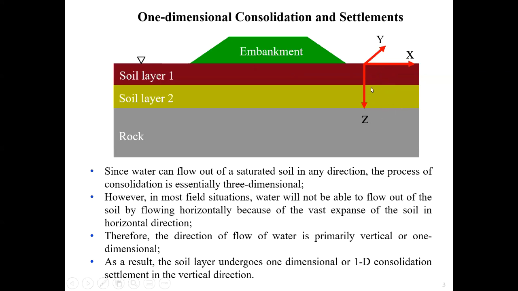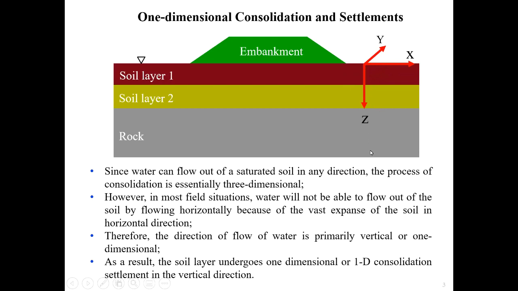However, due to the expansion of the soil in the horizontal direction, water will not be able to flow out of the soil in the horizontal direction, which means the soil cannot expand a long distance in this direction and also in this direction. So basically, the water can mainly flow out vertically, or in the Z direction.